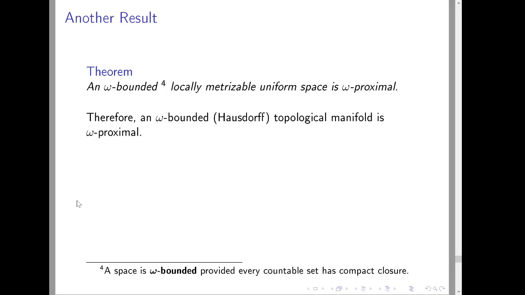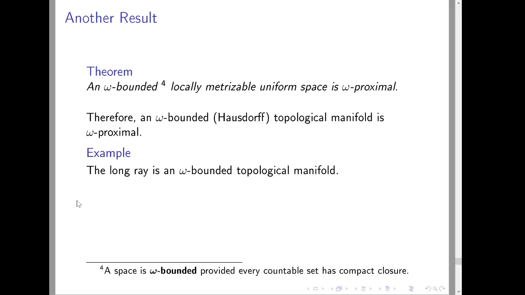So what kinds of objects are these? Well, any topological manifold is a locally metrizable uniform space. So if you had an omega bounded one of those, then it would be omega proximal, which also would mean that it is pseudonormal. And there are actually topological manifolds which are not pseudonormal. So I think Peter wrote about that. So you can go ask him for some examples there, right? So what I'm saying is, there is something to show here.